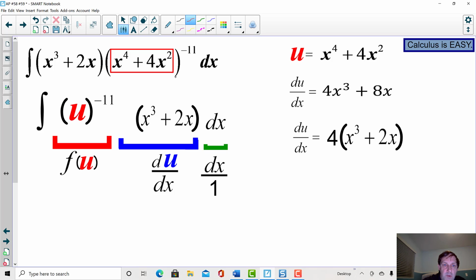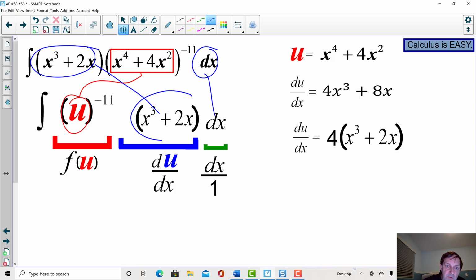Okay, for this one, our u is going to be x to the 4th plus 4x squared. We can do the derivative. The derivative of x to the 4th is going to be 4x to the 3rd, and the derivative of 4x squared is just going to be 8x. Now I'm going to factor out a 4 from this, and that's going to leave me with x to the 3rd plus 2x. So over here, I can plug in my u for the x to the 4th plus 4x squared, and then all this stuff I'm going to bring over here.